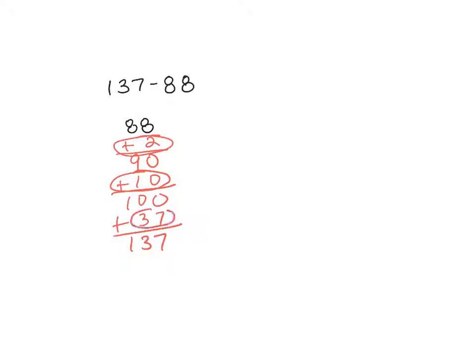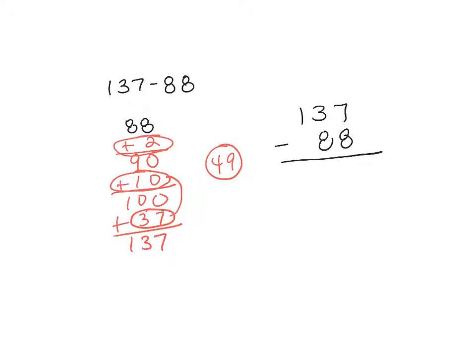Now I'm at my 137, and I added together the 2, the 10, and the 37. I can put those together in my head. 37 plus 10 gives me 47, plus 2 gives me an answer of 49. So 137 minus 88 has to give me 49 for an answer. Now, if I had paper and pencil, or if I wanted to do it in the air as I'm thinking, I could go through and do that as well.